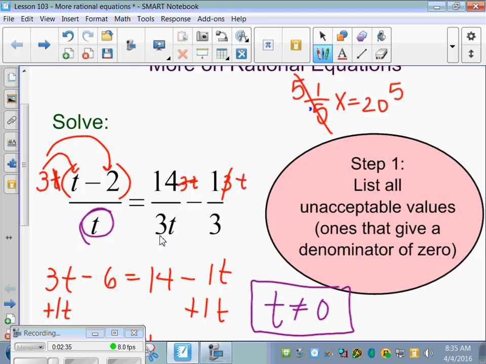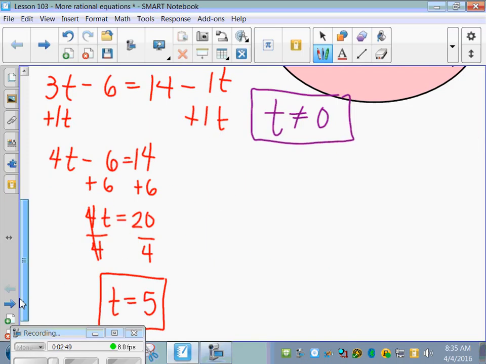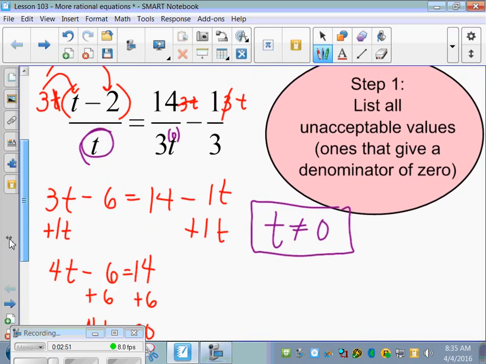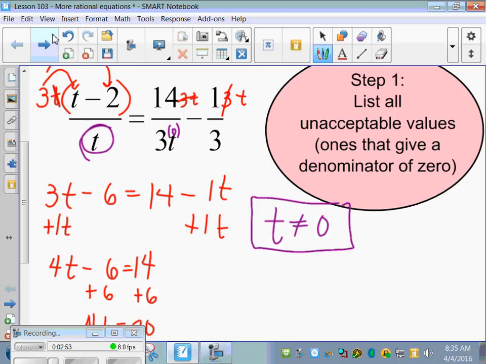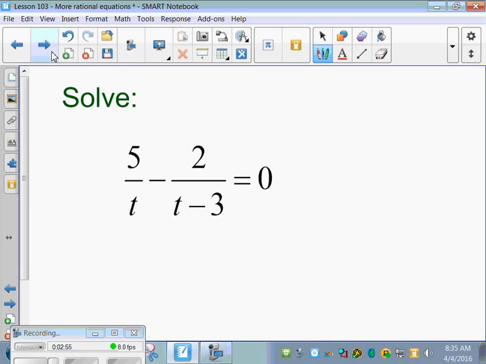And then I have 3 times t right here. That is the exact same thing. We cannot have 0 because 3 times 0 is 0. So both those say t cannot equal 0. This is a part of your answer, you guys. So not only do you need t equals 5, you also need t cannot equal 0. All right, so let's start with our values that don't work.